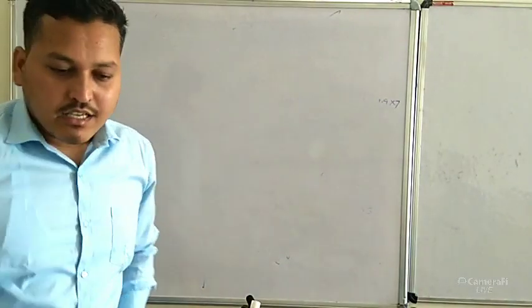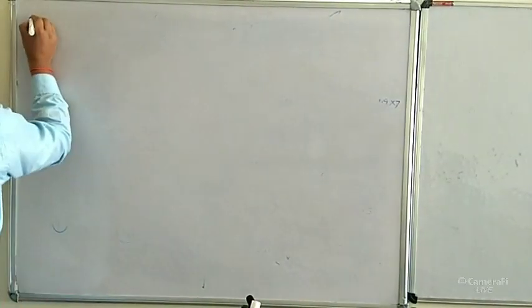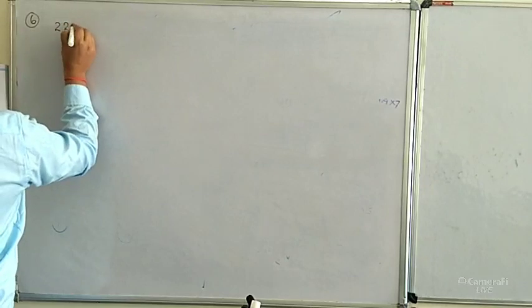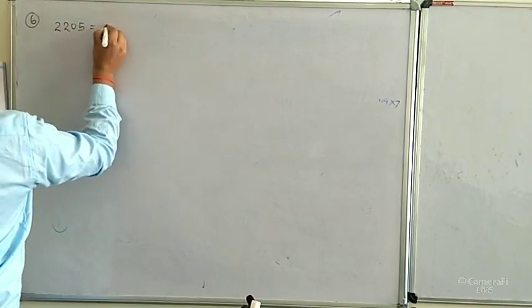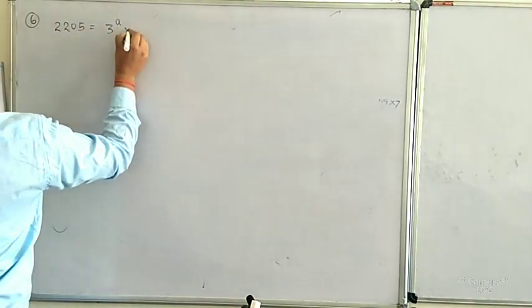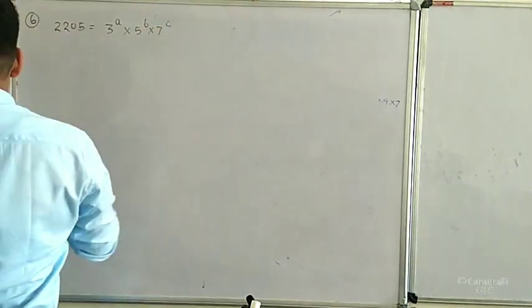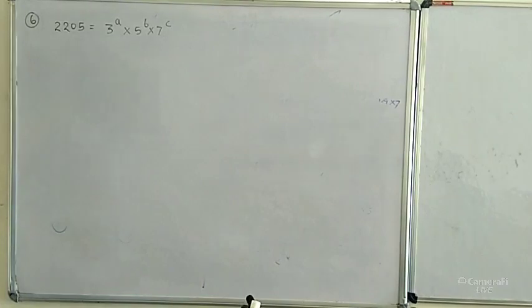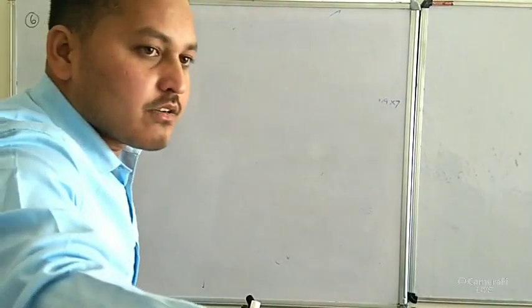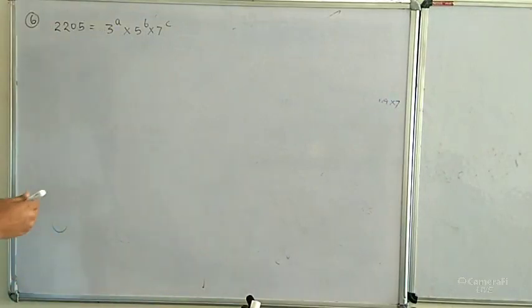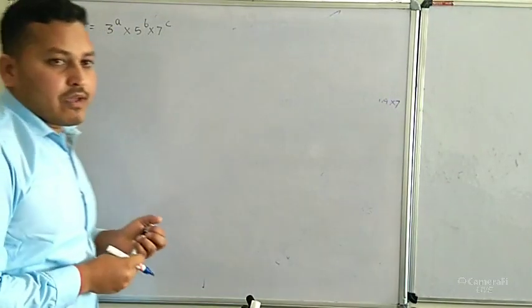Next question is just a simple question. Question number 6. 2205 is equal to 3 to the power a into 5 to the power b into 7 to the power c. The first part is find the value of abc. We have to calculate the value of abc. How can you calculate the value of abc?